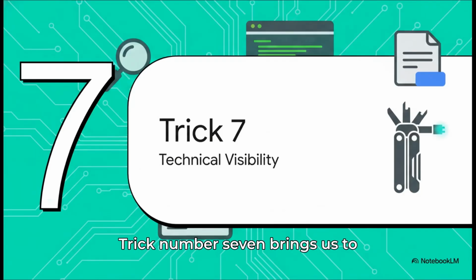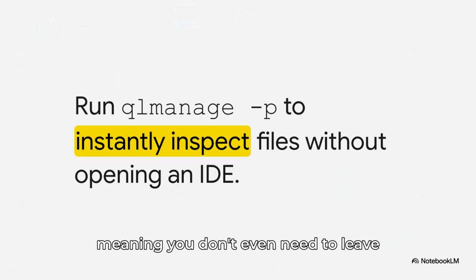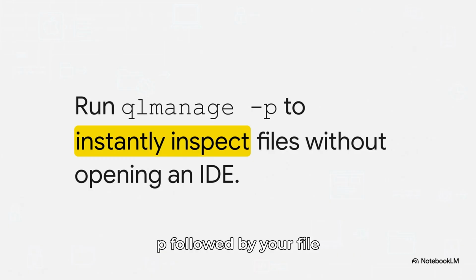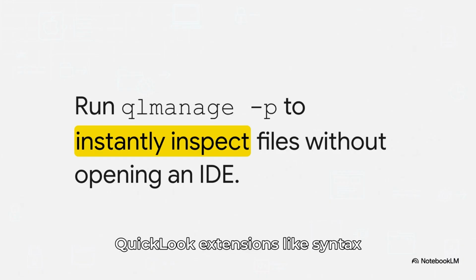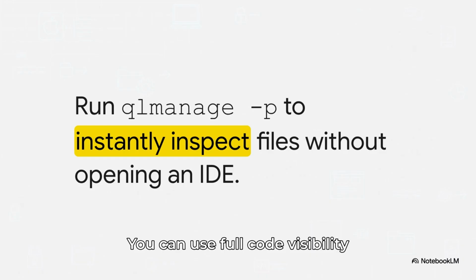Trick number 7 brings us to technical visibility using Quick Look. This one is incredibly handy. It leverages the famous macOS Quick Look feature right from the command line, meaning you don't even need to leave the terminal to inspect a file. By simply typing qlmanage -p followed by your file name, like config.json, a Quick Look window pops up instantly. And it gets better. When you pair your Mac with Quick Look extensions like Syntax Highlight or Peek, this command renders theme-aware, highlighted code previews right there on the spot. You get full code visibility without the painfully slow overhead of firing up a massive IDE like Xcode just to read 5 lines of JSON.